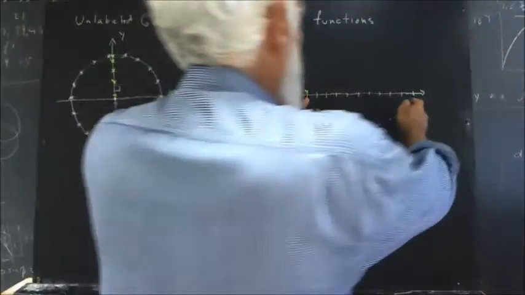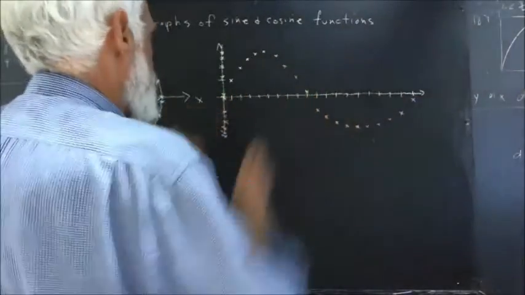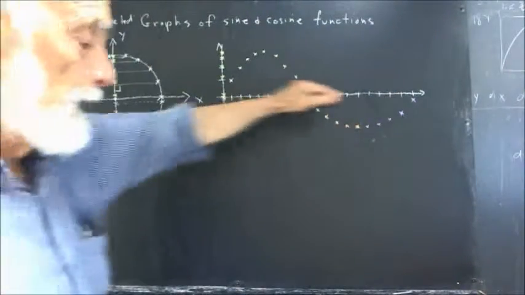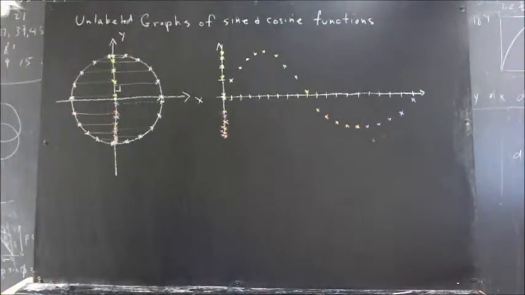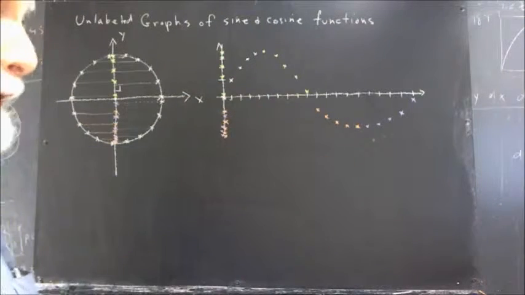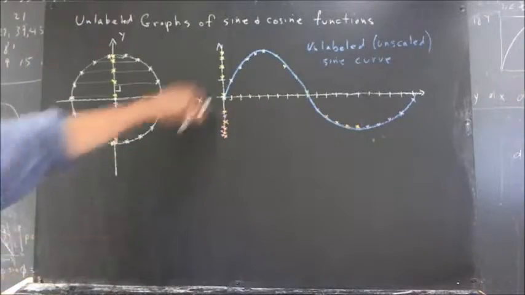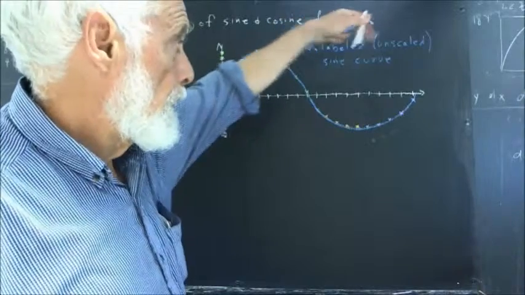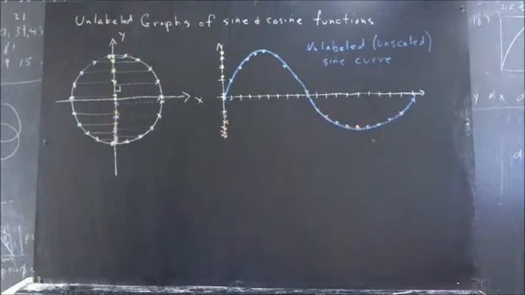This distance here might be a little greater than this distance here because I didn't mark off the x-axis perfectly, but you understand that it could be drawn perfectly, and it's going to look very much like this with just a couple of other characteristics. Now I'm going to go ahead and draw the curve through these points. Okay, so here in blue is the curve, and I'll call this an unlabeled or unscaled sine curve.